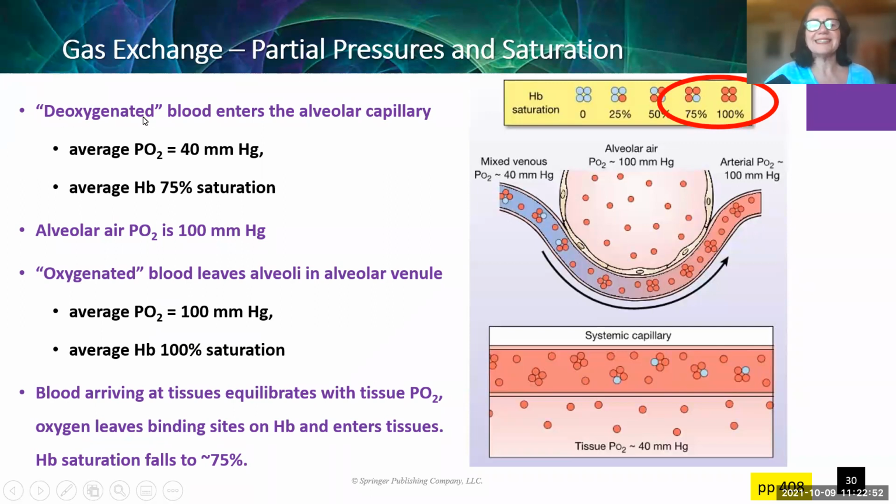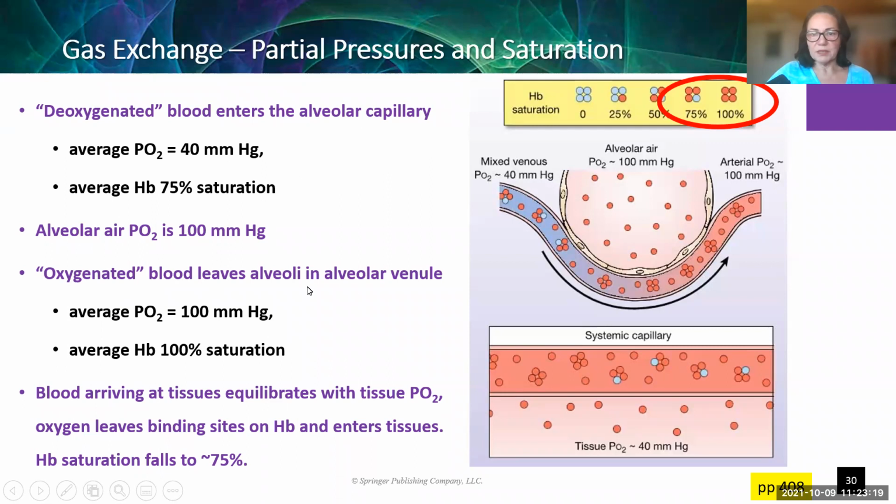So when we say deoxygenated blood, you can picture a hemoglobin. Most of the hemoglobins have 3 oxygens attached. Maybe some of them have 2. I'm not going to go into the details, but these are the partial pressures of oxygen in the different places in the blood. So an average hemoglobin saturation of about 75. This is venous blood. And again, I'm not going to go into that.